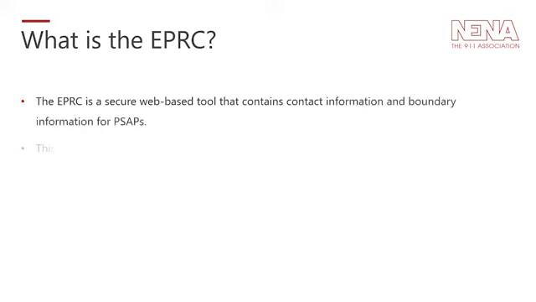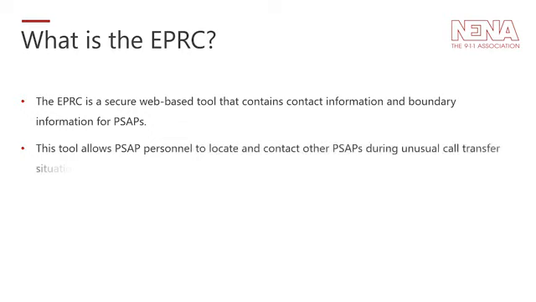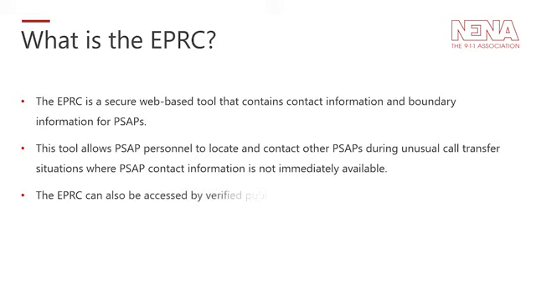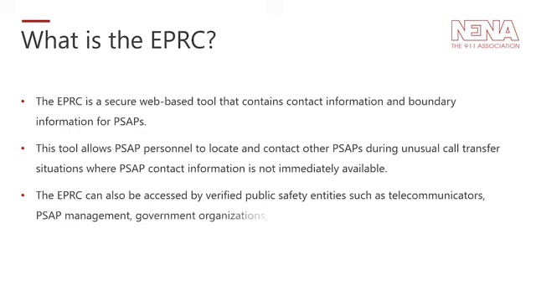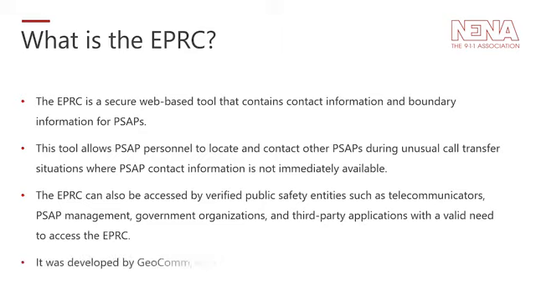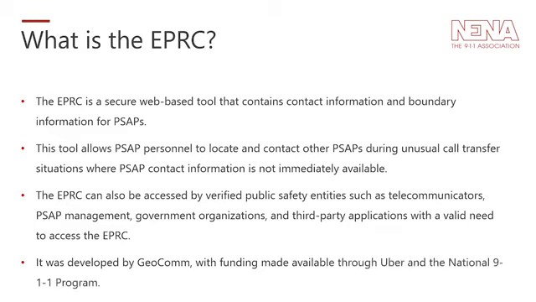The EPRC is a secure web-based tool that contains contact information and boundary information for PSAPs. This tool allows PSAP personnel to locate and contact other PSAPs during unusual call transfer situations where PSAP contact information is not immediately available. The EPRC can also be accessed by verified public safety entities such as telecommunicators, PSAP management, government organizations, and third-party applications with a valid need to access the EPRC. It was developed by GEOCOM with funding made available through Uber and the National 911 program.